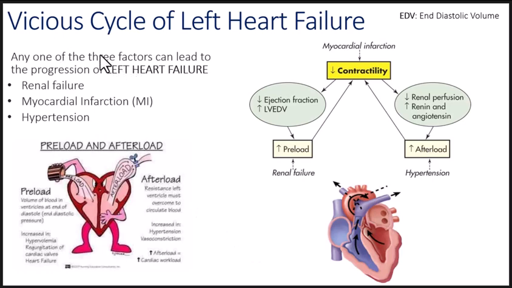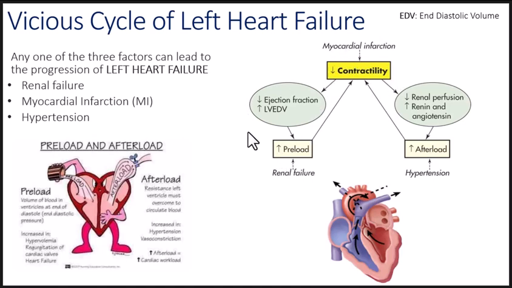There are 3 factors that can lead to the progression of left heart failure, really contributing to what we call this vicious cycle of left heart failure. That is renal failure, a heart attack, myocardial infarction, and hypertension. So please be aware of these 3 factors that can lead to the progression of left heart failure. I'm not going to read all this out because I've talked about it quite a few times already, but what you can see shown here are the factors we've already talked about that can influence failure of the heart.